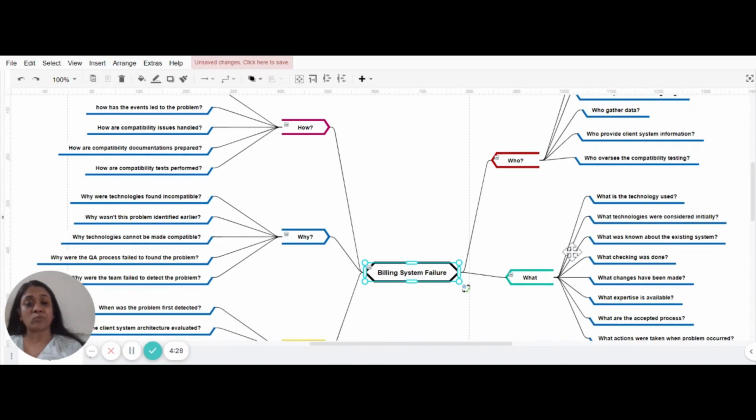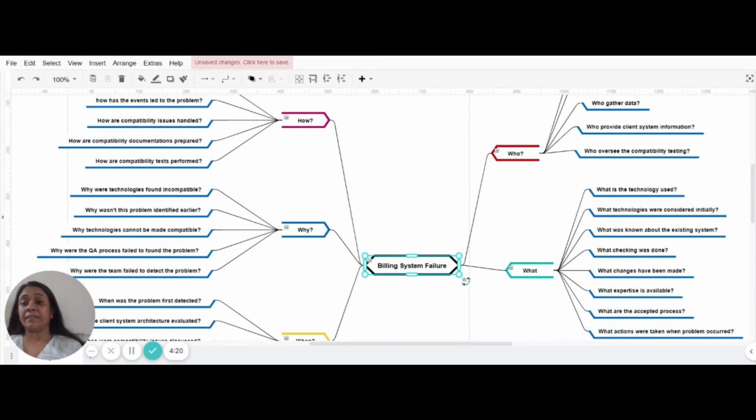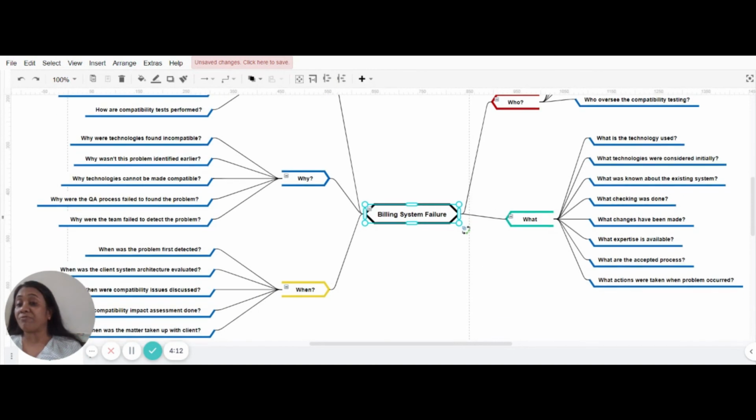Similarly, the what node has what technology was used, what technologies were considered initially, what expertise is available in the team, and how the events led to the problem, how were the compatibility tests done, why wasn't the problem detected earlier, when was the problem first detected? So all of these are different ideas and thoughts that were generated in the brainstorming session.